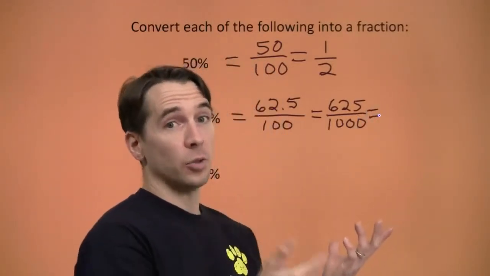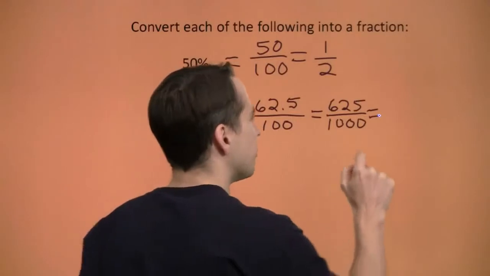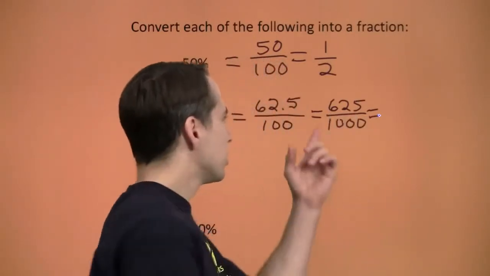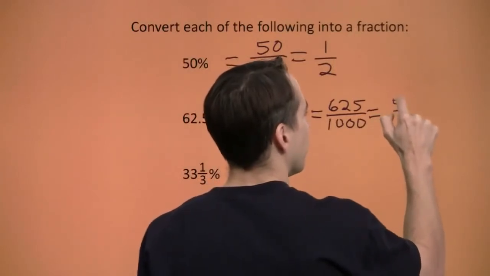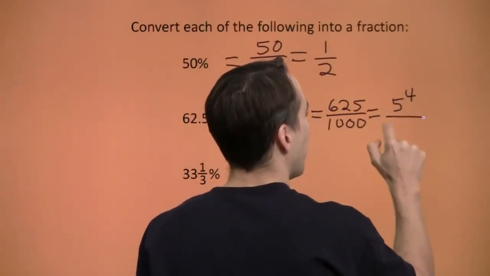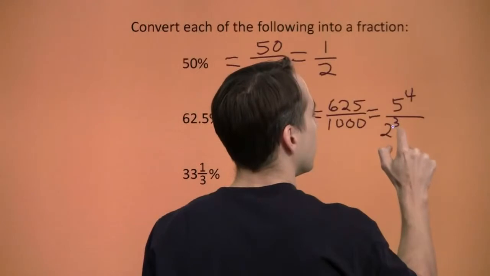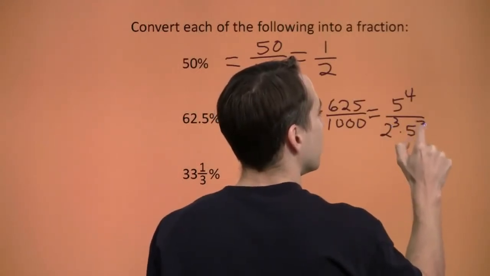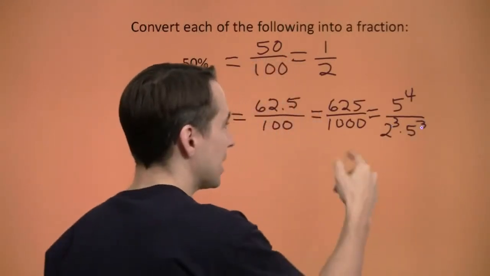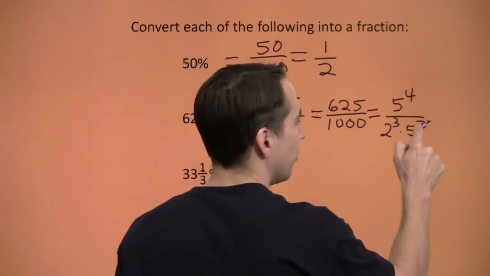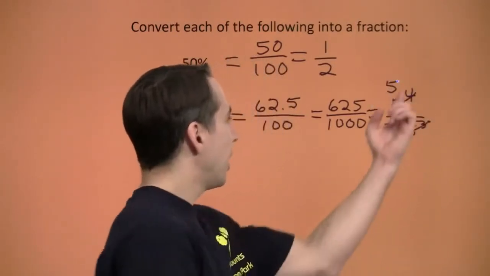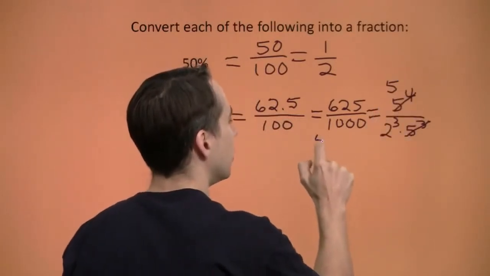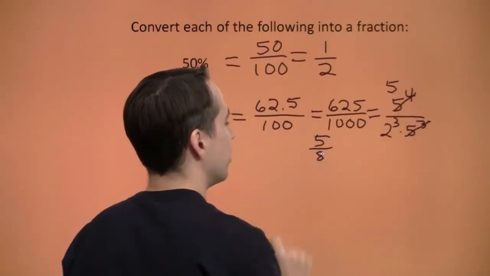625 is 25 squared. 25 itself is 5 squared, so this 625 is the square of 5 squared. This is 5 to the 4th. 1,000 is 2 cubed times 5 cubed. And now I see how I can simplify this. I can take out 3 factors of 5 from the top and the bottom. I'm left with 5 over 2 cubed, which is 5/8.